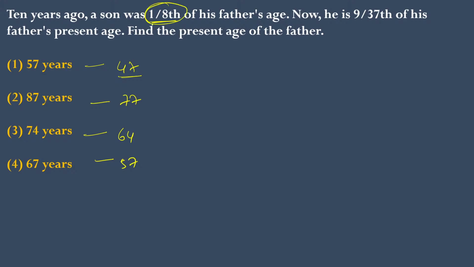So here 64 is a multiple of 8. Okay, right. So 64 into 1 by 8, we get 8. So if 10 years ago the father's age is 64, the son is 1 by 8 of that.